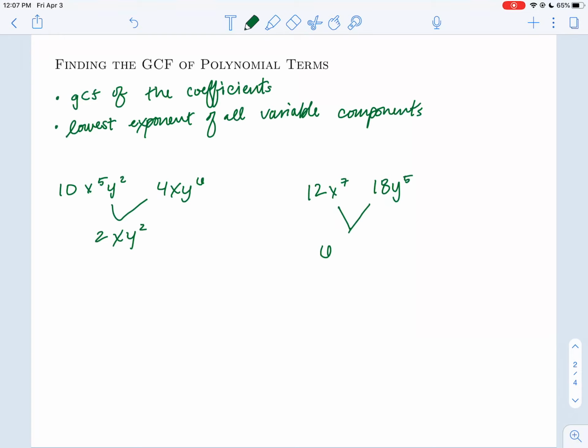And then when we go to get those variable parts, you might say, well, I see an x to the 7th, I see a y to the 5th. Since those are the lowest, I'm just going to throw both of them in there. But be really careful about that thought process.